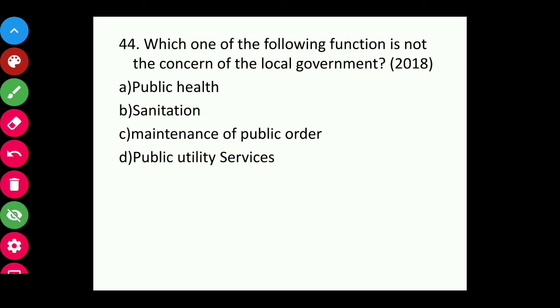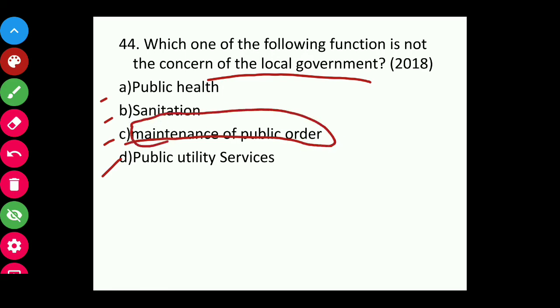Which one of the following functions is not the concern of the local government? A. Public health, B. Sanitation, C. Maintenance of public order, D. Public utility service. So the answer is maintenance of public order. This function is not the concern of the local government.